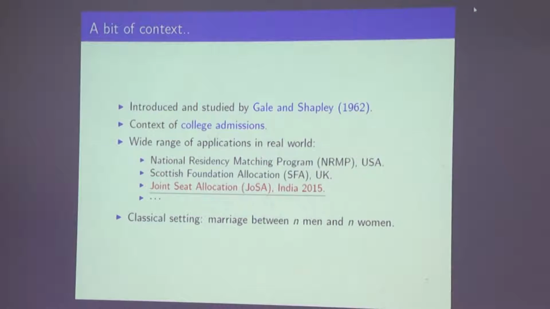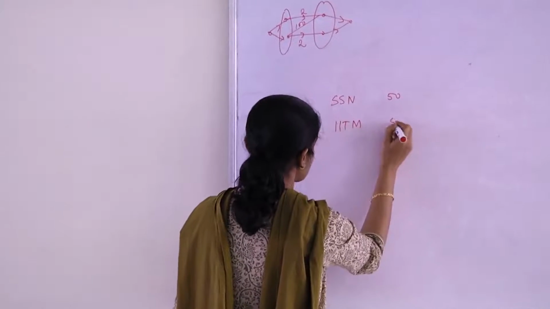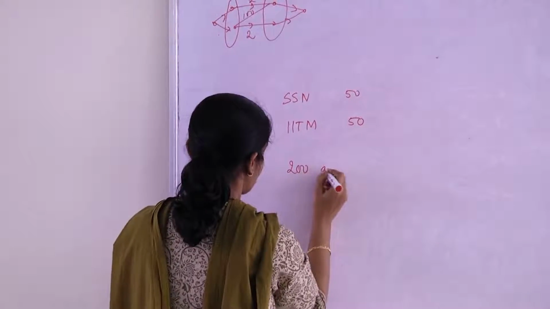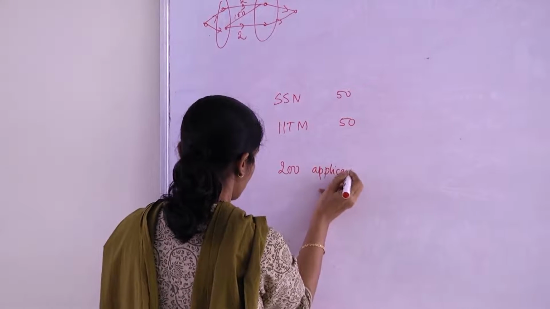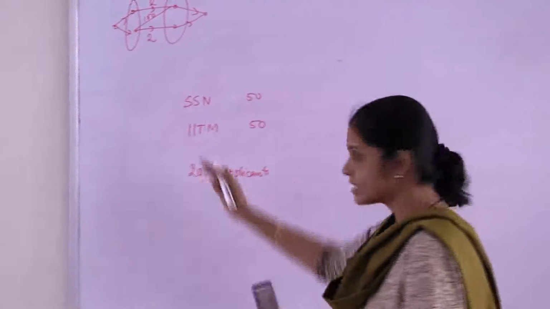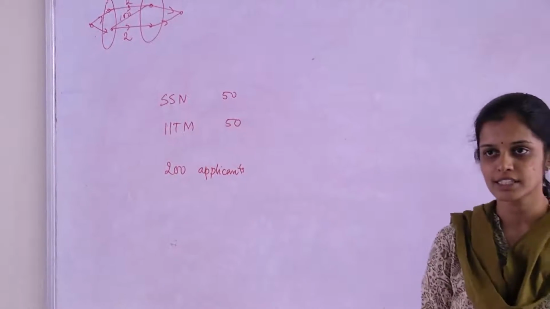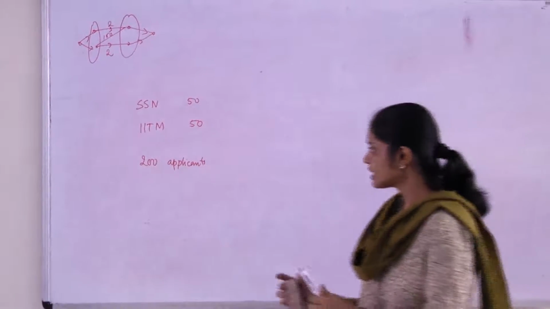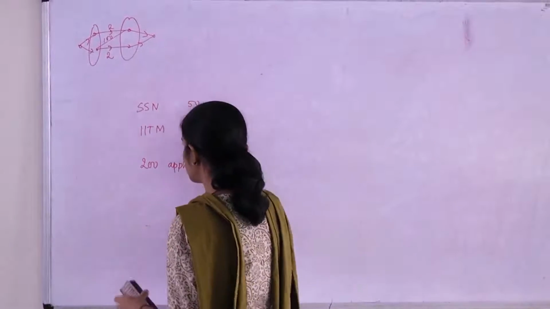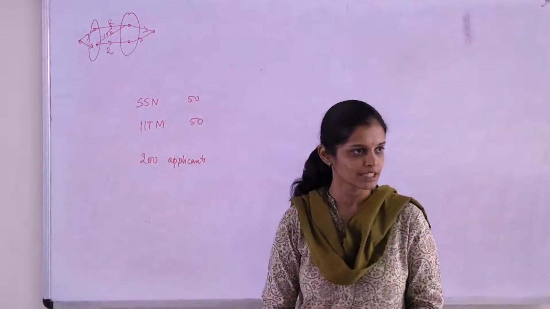So let me call it some college, SSN College, which has 50 seats. There is only one course that is being offered. There is IITM, which has just 50 seats. There are 200 applicants or students who want these seats. But of course, there is no single ordering, because SSN has its own test, IIT Madras has its own test, and I cannot come up with a single ordering, right? But let me say that there is a student who has been rejected from both. Of course, there are 200 students, so there has to be a student who is rejected from both.